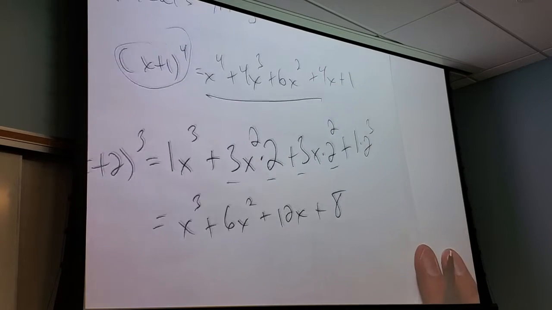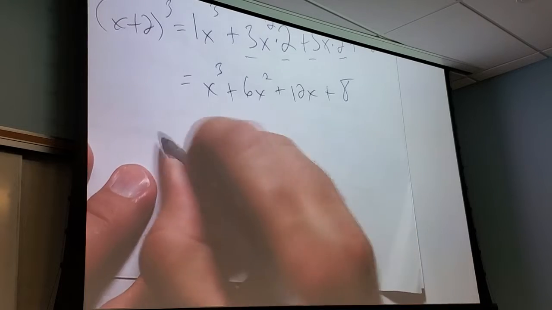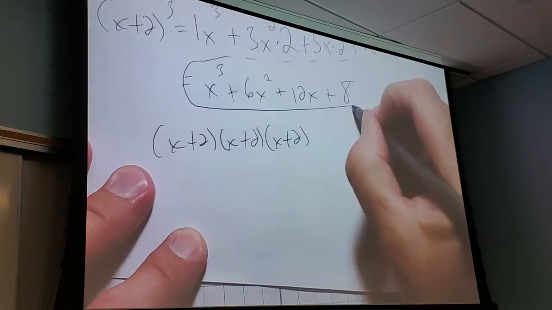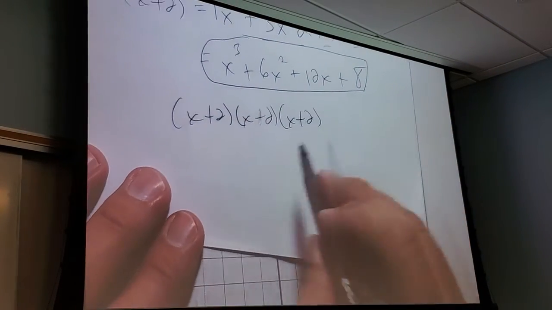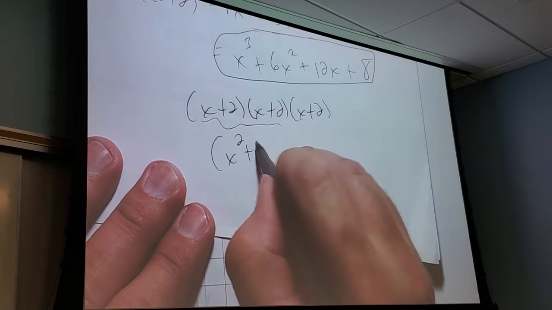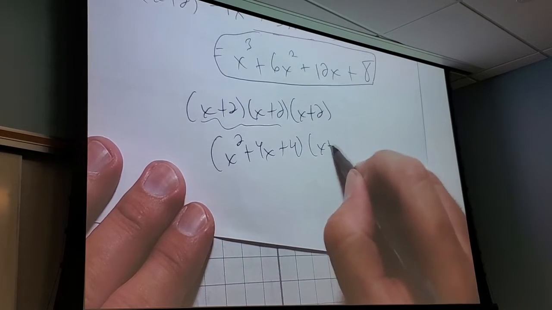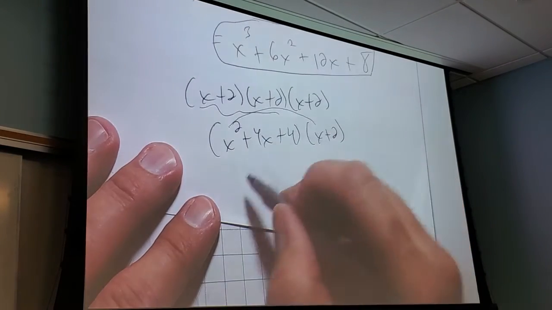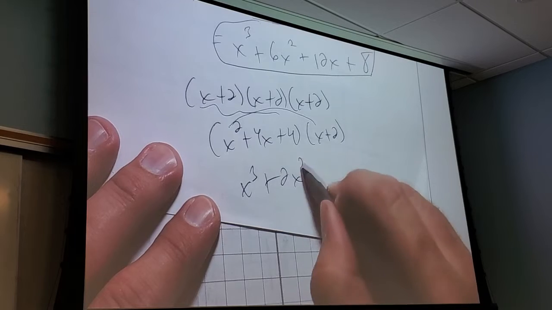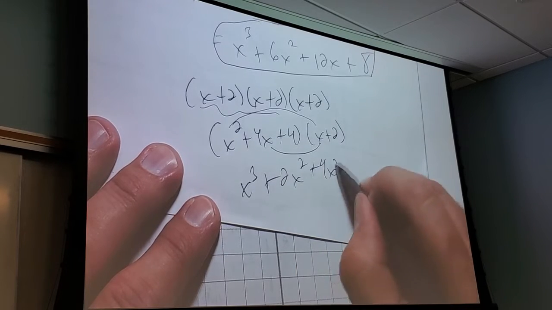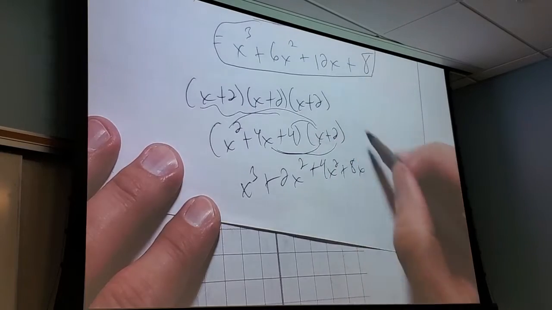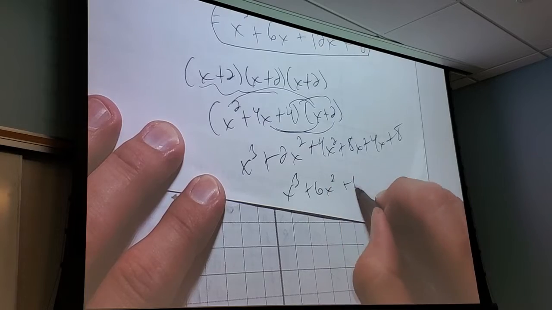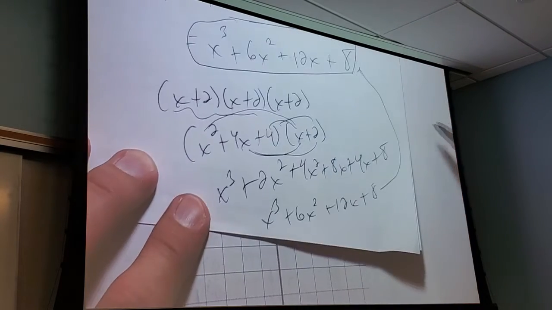Let's do it the old-fashioned way real quick. Let's see if that's what we get. x plus 2, x plus 2, and x plus 2. So this is what I am predicting the answer will be. If I do this, I'm going to get x squared plus 4x plus 4. Is that cool? And then if I do this, I'm going to get x cubed plus 2x squared plus 4x squared plus 8x plus 4x plus 8. So I get x cubed plus 6x squared plus 12x plus 8.